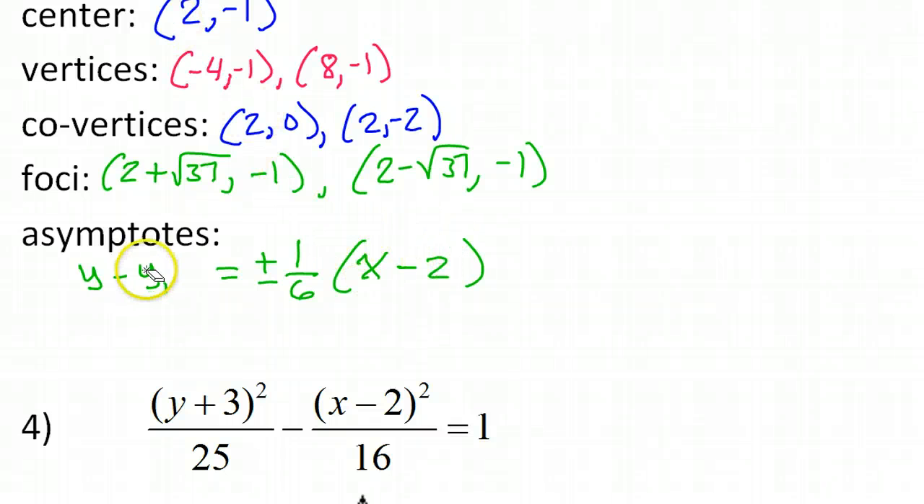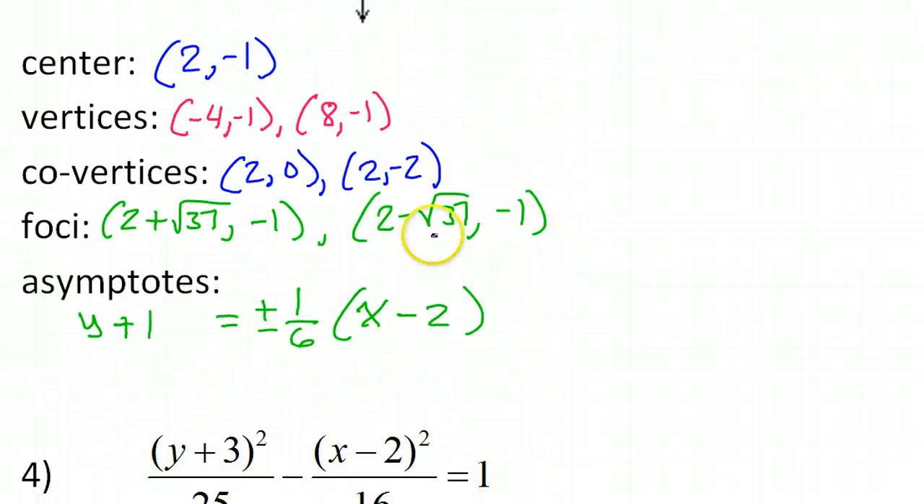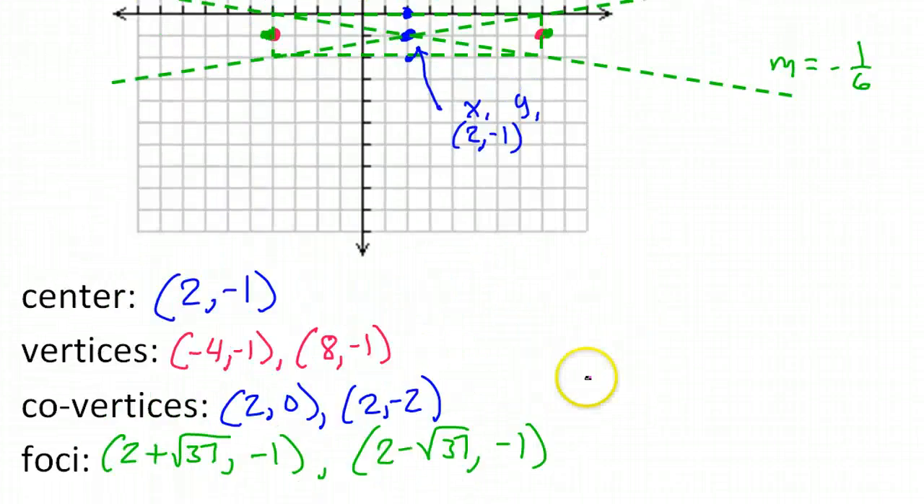And y1 is -1. So that's going to become +1. All right, so it's the opposite, like we do many things, okay? A positive 2 becomes -2. A -1 becomes +1. And guess what? That's it. We can leave our asymptote equations in this form. Y + 1 equals ±1/6 (x - 2). I think that's the easiest way to do it.